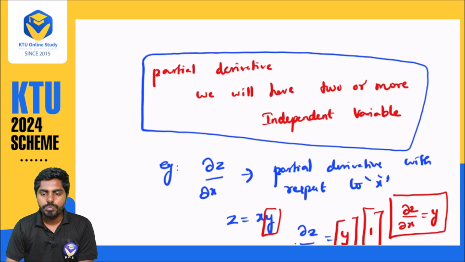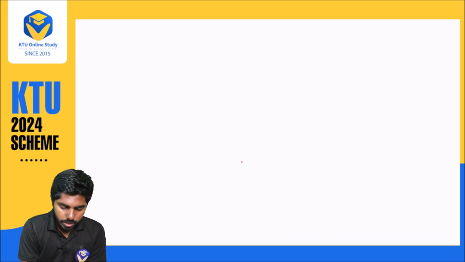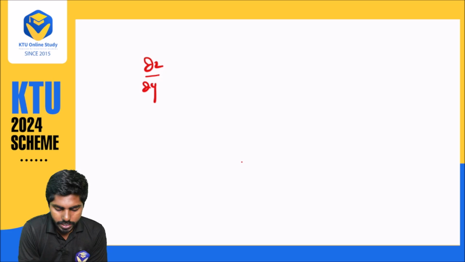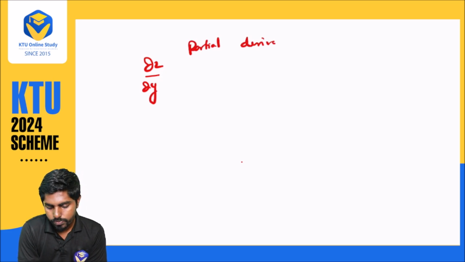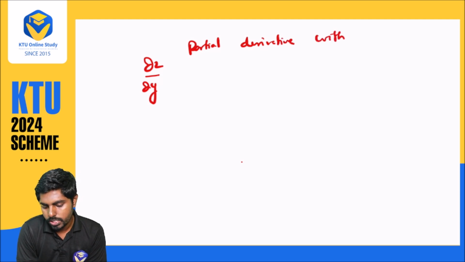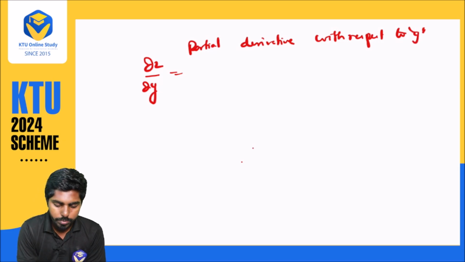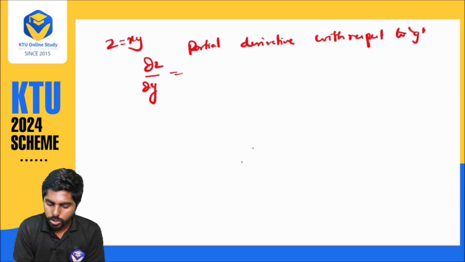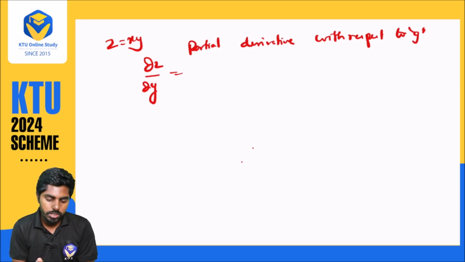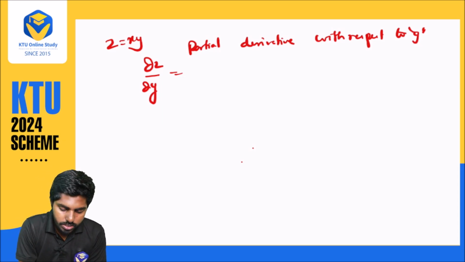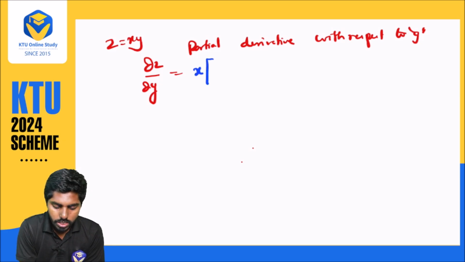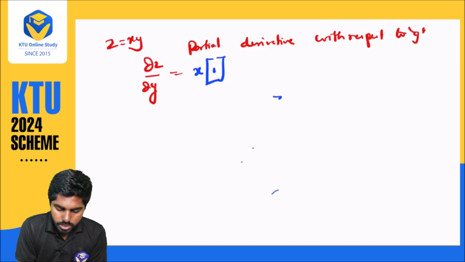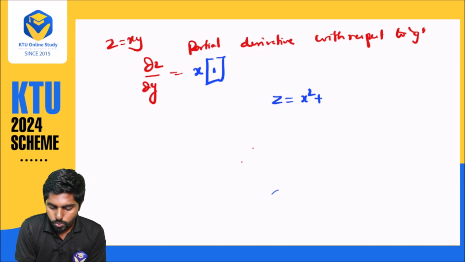Okay. Similarly, for example, dou z by dou y is the partial derivative with respect to y. When I am taking it with respect to y, with z equal to xy, I want to treat the other term as a constant. Here the other term is x, so I am taking x as a constant, and the derivative of y is 1. Similarly, z is equal to x square plus y square.